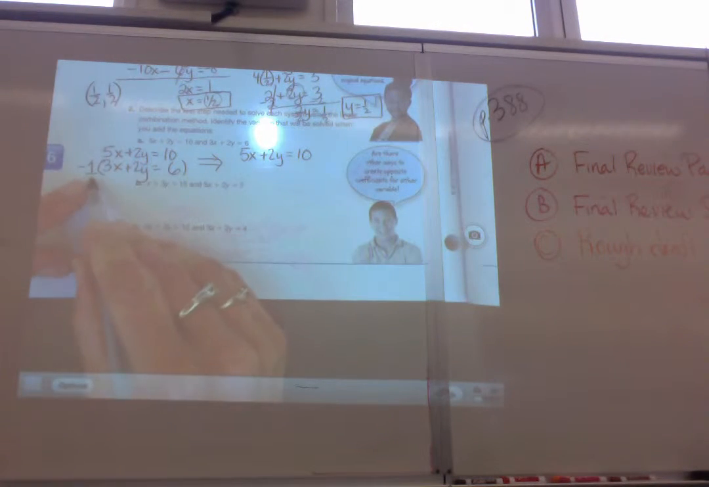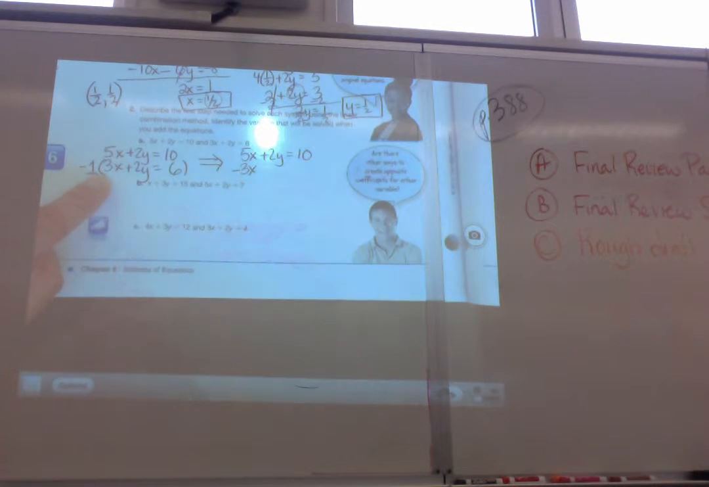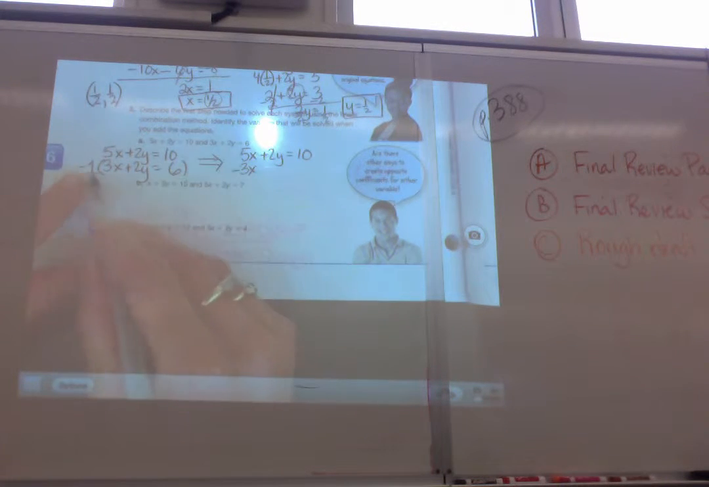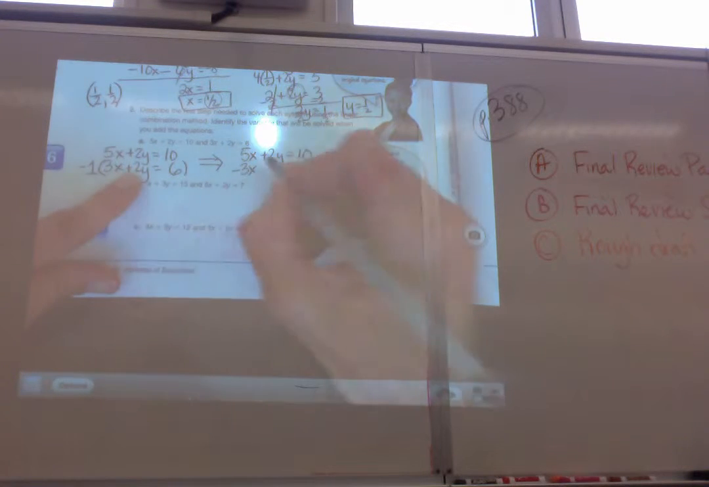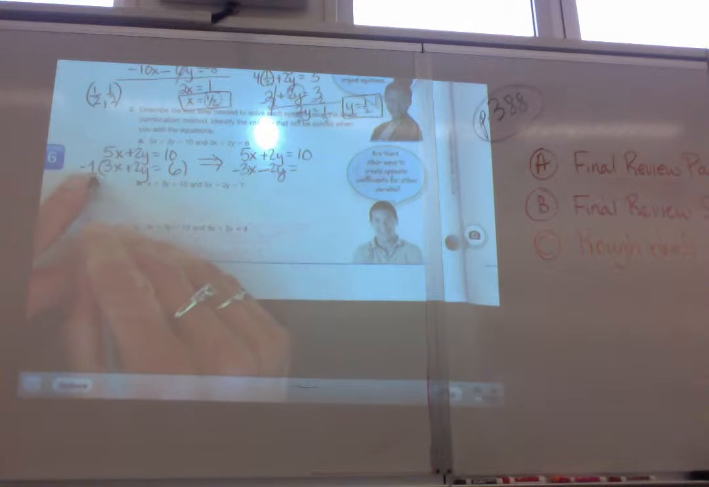The bottom one, I'm going to distribute this negative 1 through each piece. So right here, negative 1 times 3. Negative 3, right? Negative 1 times 2. Negative 2x. Woohoo! Good job. And then all the way across equals negative 1 times 6.